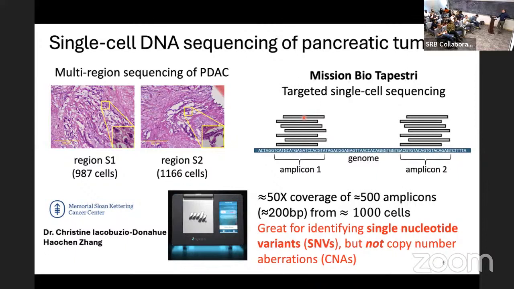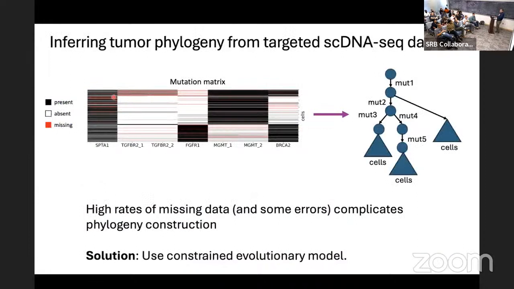Okay. So let me show you a very simple version of what this data looks like. In this particular sample, this is one patient. We had sequenced from two different regions of this pancreatic tumor, 987 cells from one region and 1,166 cells from the other. You then identify single nucleotide mutations by looking at differences in these reads. And so the data you get looks like this. Here's what we call a mutation matrix. So this is roughly 2,000 cells in the one direction here.